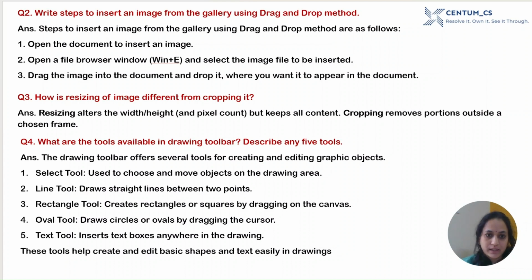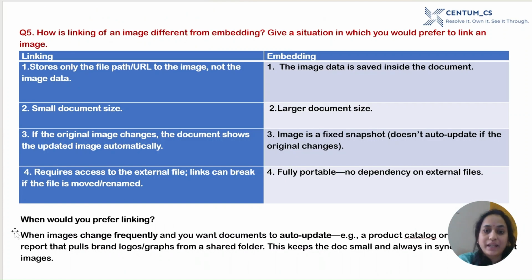Next: how is linking of an image different from embedding? Give a situation in which you would prefer to link an image. Linking stores only the file path or URL to the image, not the image itself, whereas embedding is like saving the image inside the document. Obviously, linking keeps the document small, and if the original image changes, the document shows the updated image automatically.